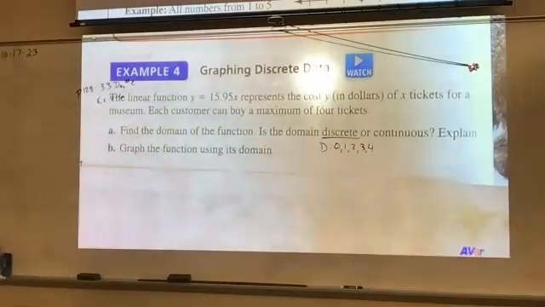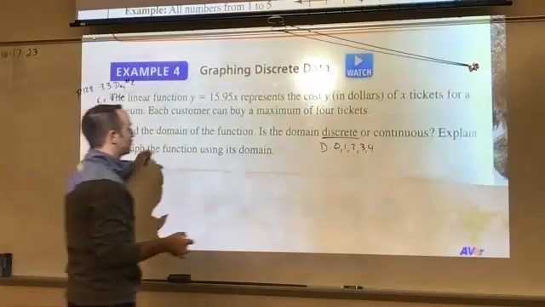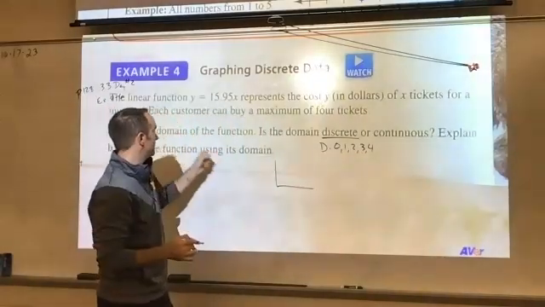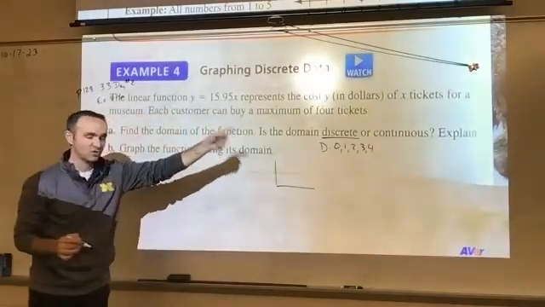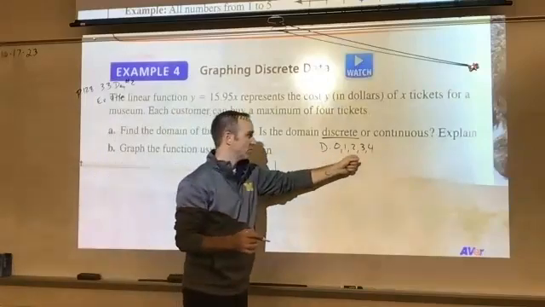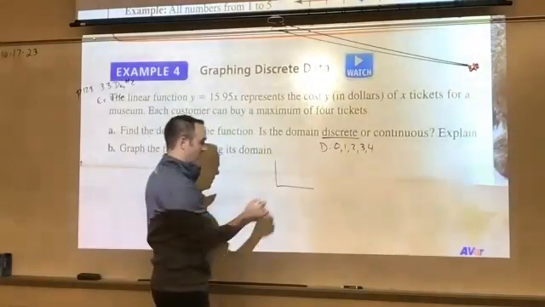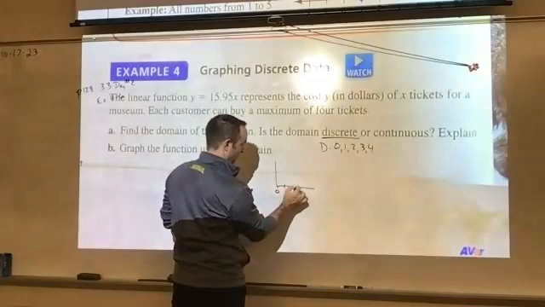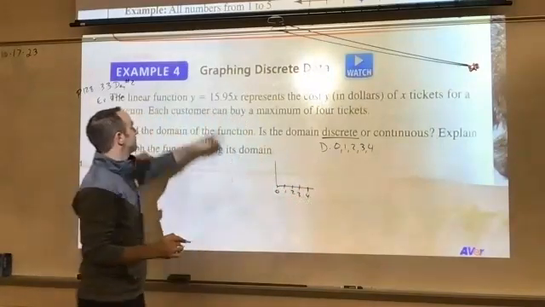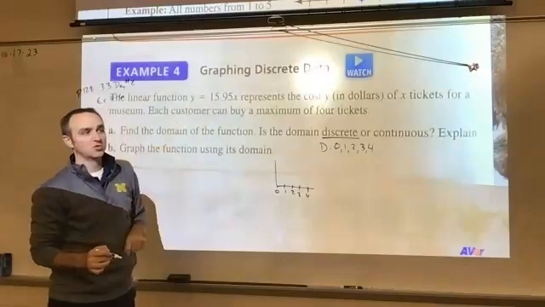That's our domain. When it asks us to graph using the domain, well, we know if it's a graph and it's discrete, we know it's just going to be those dots. It's going to be those dots at 0, 1, 2, 3, and 4 along our graph here. So 0, 1, 2, 3, and 4. So then we have to look at the equation for this graph.